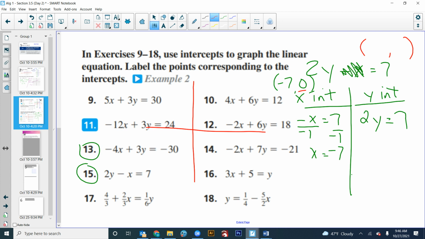Okay? And if I'm on the Y-axis, my X will always be 0. I'm not going left or right at all. I'm just going up and down. Okay? Always. So what's half of 7, guys? There's my Y-intercept. All right.